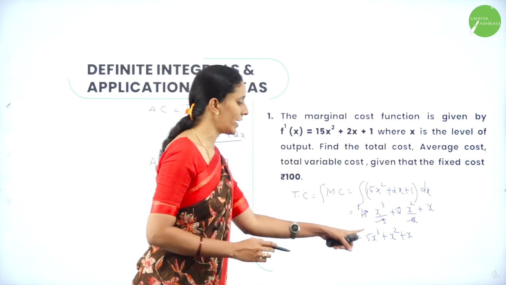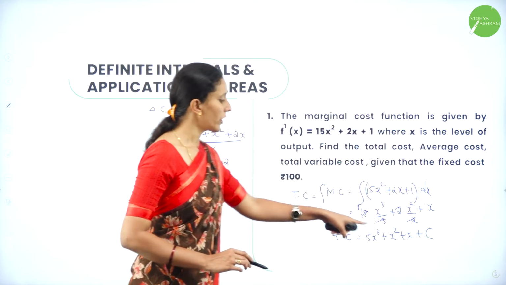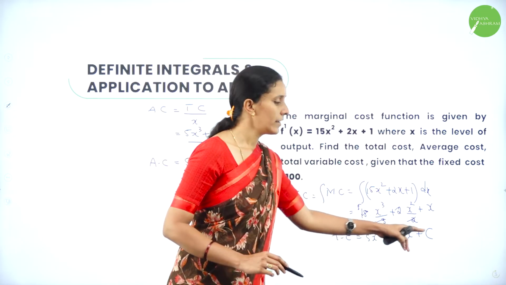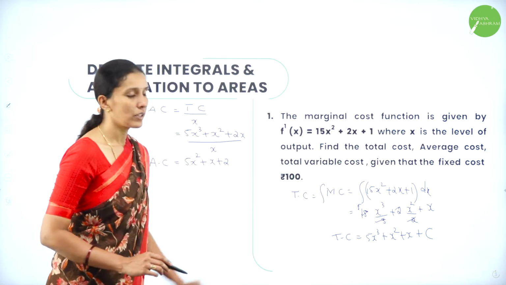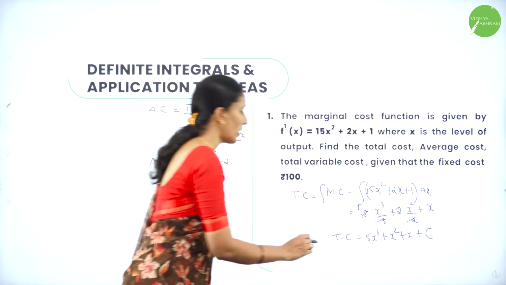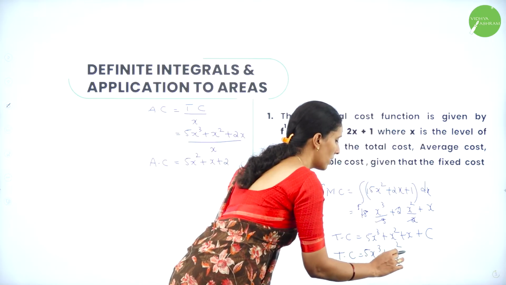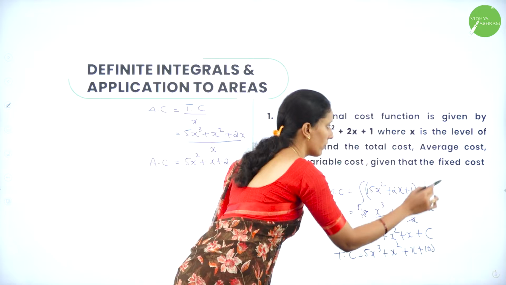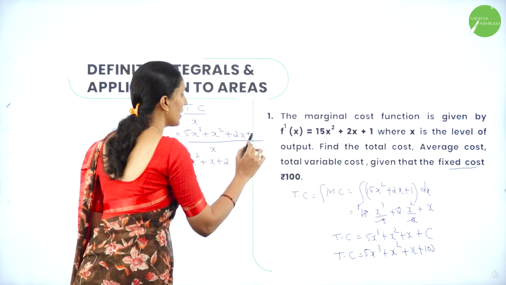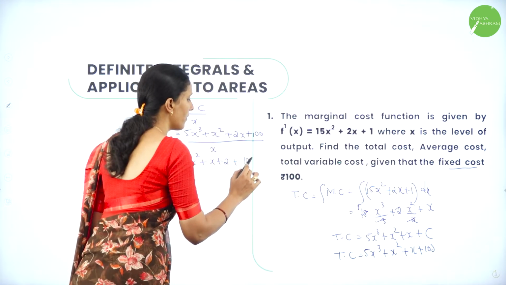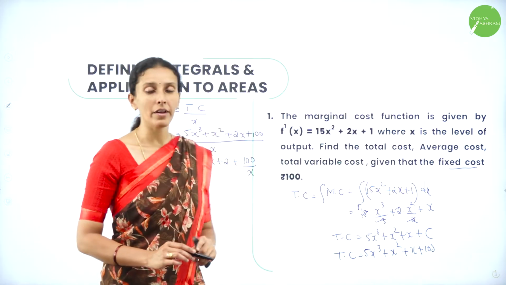But here, what happens is that when we integrate, we always write an integration constant c. So don't forget to write c here. When you integrate it, write the value c, because they have given the fixed cost as rupees 100. So therefore this value of c is 100. Therefore total cost becomes 5x cube plus x square plus x plus 100, where c represents the fixed cost. So when you divide it by x, this becomes 100 divided by x. So this is the actual average cost of the given function.